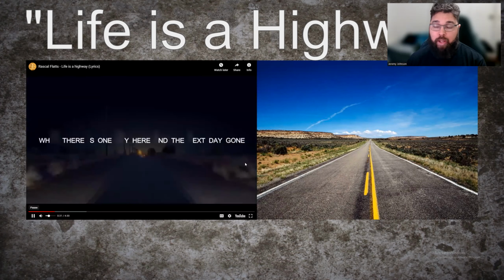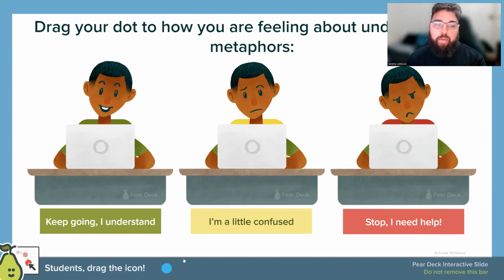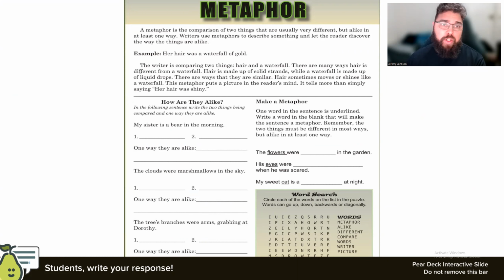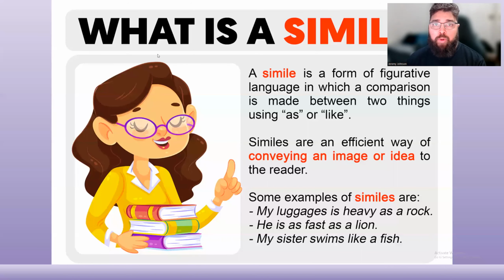And here we'll have some feedback, whether students understand what a metaphor is, if they're a little confused, or no, we need to go back. And then depending on the feedback, we'll proceed or go back and reteach. And so pressing forward, there is an activity. This is a 15-minute activity to do with partners. They will read the sentence, identify the two things that are being compared, and then they'll write down one way they are alike.